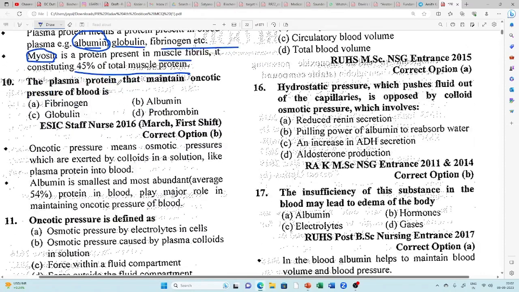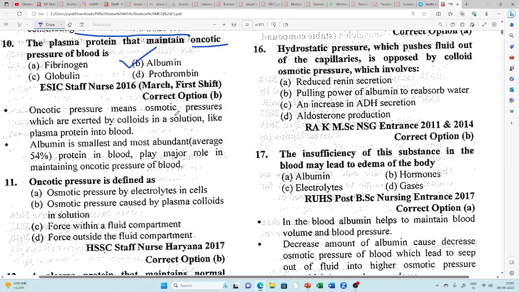Okay, next one: the plasma protein that maintains oncotic pressure. I already gave the answer. What maintains oncotic pressure or the viscosity of blood? That is albumin. Albumin is the most abundant plasma protein in our blood. Oncotic pressure means the osmotic pressure exerted by colloids in a solution, like the plasma proteins in blood. Actually, it should be cleared, but we don't have enough time to teach. I think I already explained blood very elaborately. If you want to study that, you can go and watch those videos. Otherwise, just understand albumin is a type of plasma protein. It is the most abundant plasma protein in our blood, and because of the presence of the normal level of albumin only, our blood has that viscosity, that means a thick blood fluid. Otherwise it would be watery, fully watery.